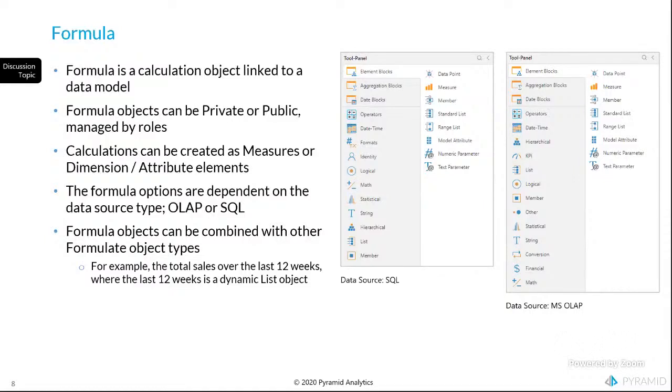The formula options I have in terms of the functions I can apply are dependent on the type of data source that Pyramid is pointed at that time. Pyramid supports direct query capability and dynamic calculation ability into both multidimensional OLAP systems like SQL Server Analysis Services or SAP BW, or SQL data sources like Oracle, DB2, SQL Server, and also Pyramid's own in-memory engine, IMDb.